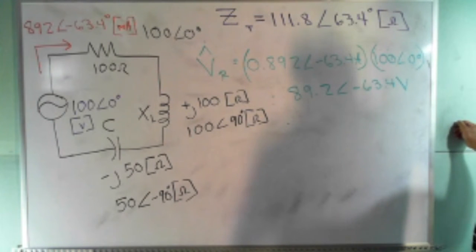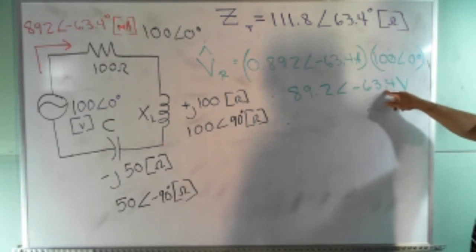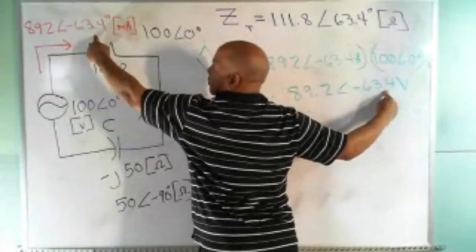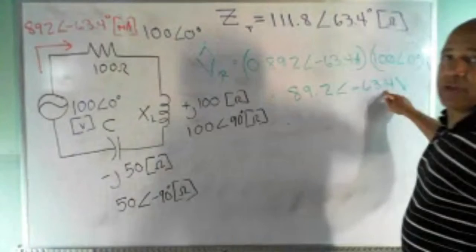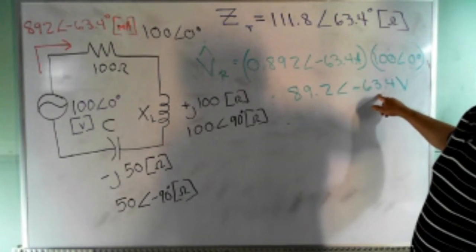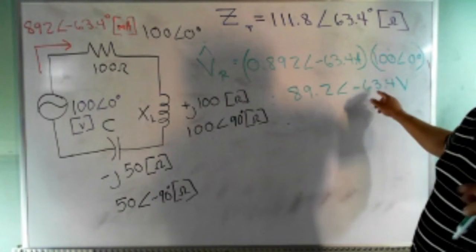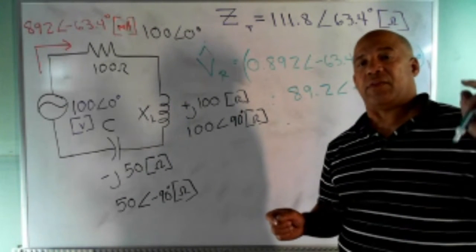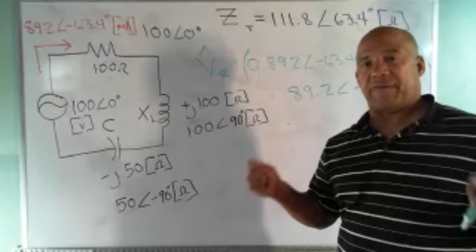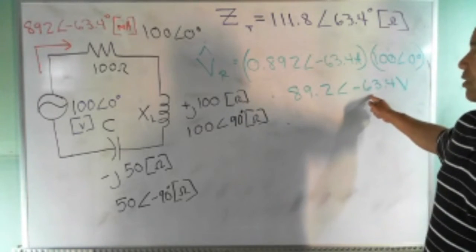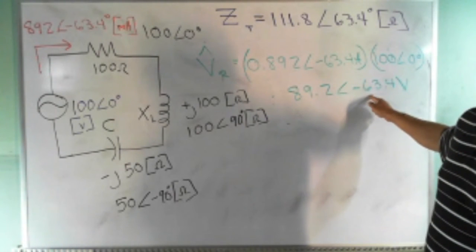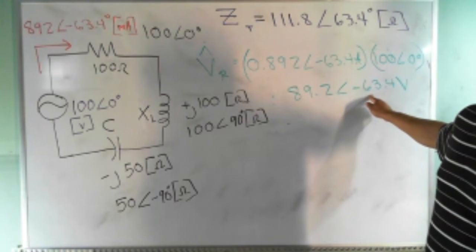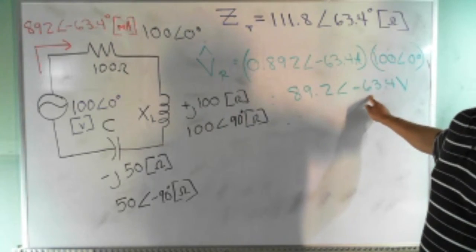Now I want you to notice something. Look at the phase on my resistor voltage and look at the phase of the current. What do you notice? They're the same. And remember what we said? We talked in the last class about this. In a purely resistive circuit, the voltage and the current are in phase. So anytime I have a resistor, the voltage across the resistor is in phase with the current through the resistor.